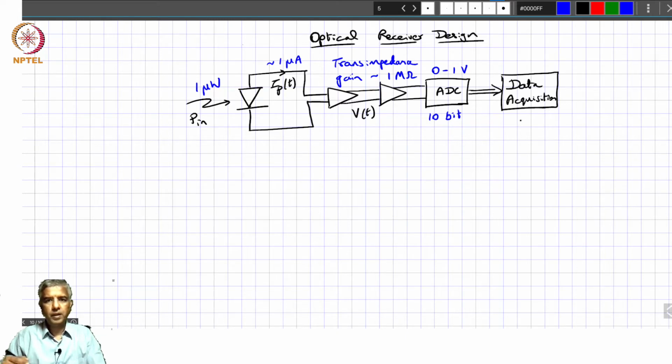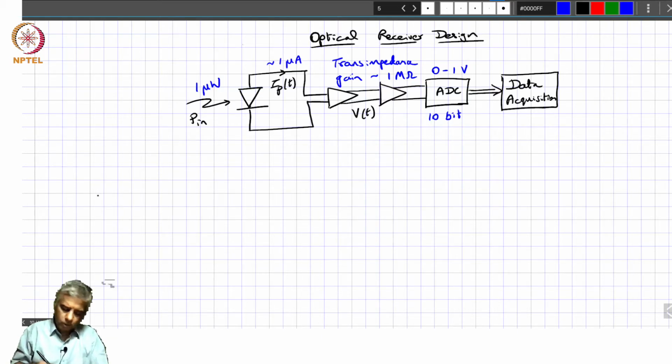Now we discussed before, in terms of the overall optical receiver design, we need to convert that photocurrent into a corresponding change in voltage, right? So what are the kind of circuits that you would want to consider for something like that? Okay, that's what we want to look at next.